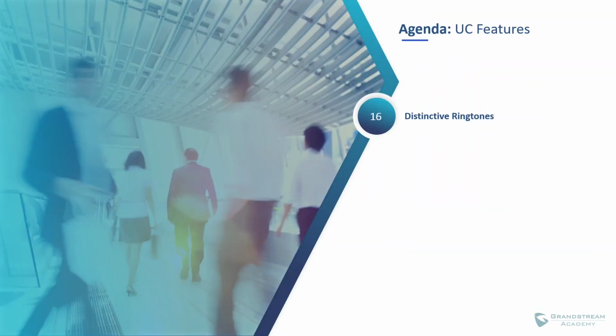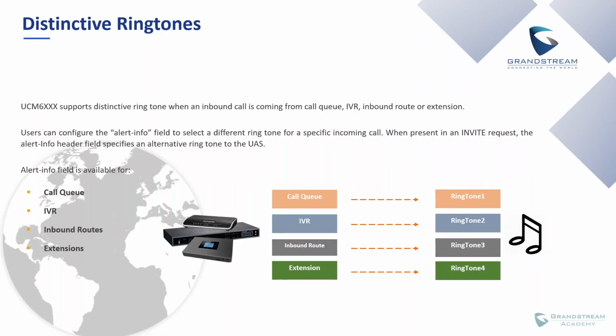And we're going to talk about distinctive ringtones. UCM6000 supports distinctive ringtone when an inbound call is incoming from call queue, IVR, inbound route, or extensions. The UCM will actually have a different ringtone for each one of these elements, for example, call queue, IVR, inbound route, and extension.